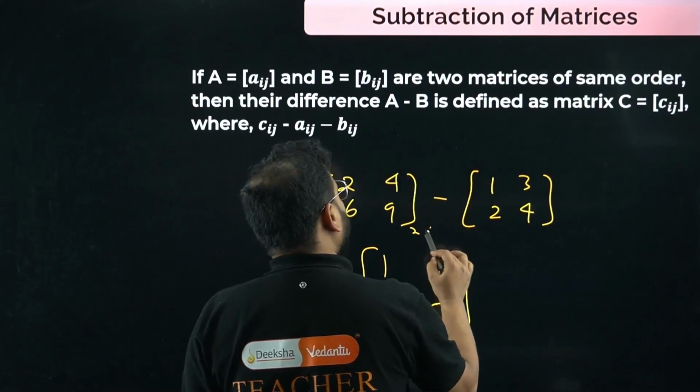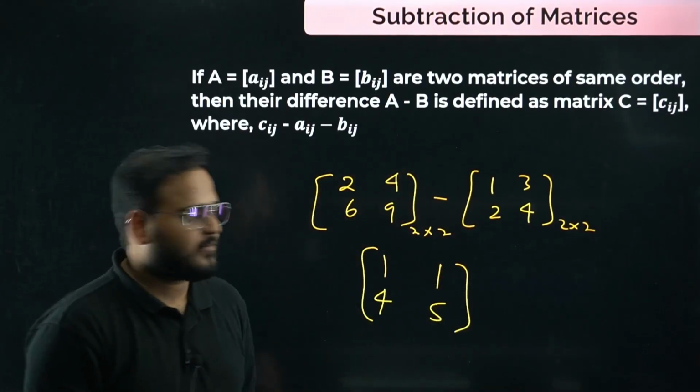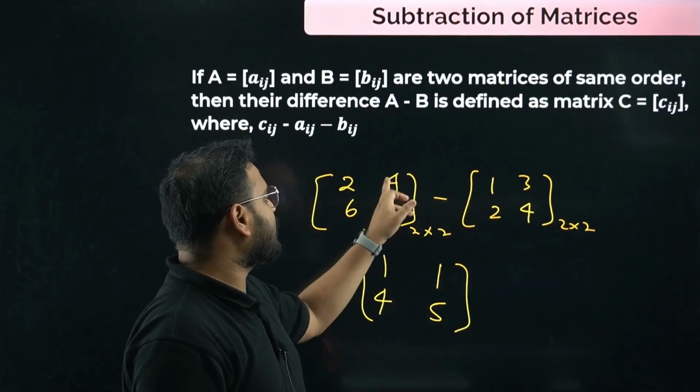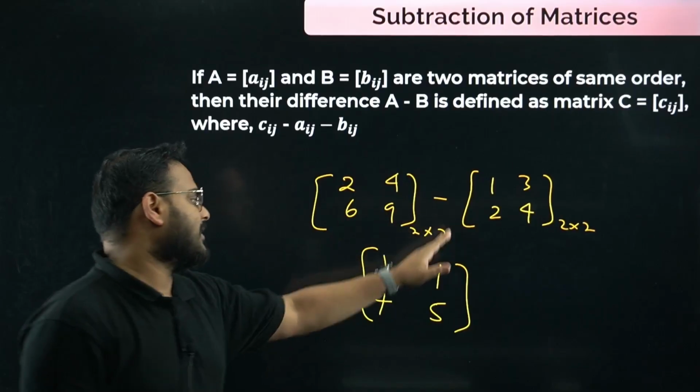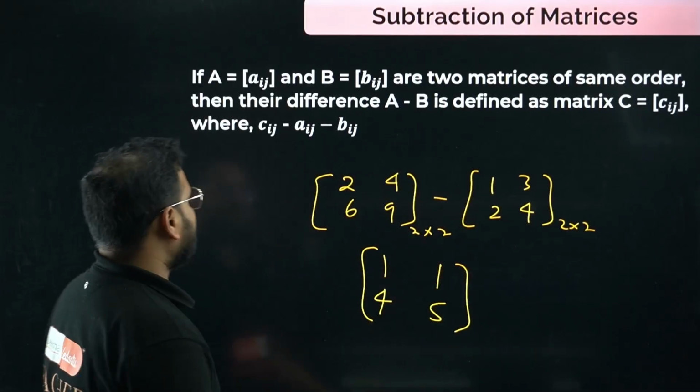Yes, 2 cross 2 and 2 cross 2. If it was a different order, we can't subtract. Okay, order is same, means we can do the subtraction like this: 2 minus 1 for the first element, 4 minus 3 for the second element, 6 minus 2 for the third element, and 9 minus 4 for the fourth element of the resulting matrix.